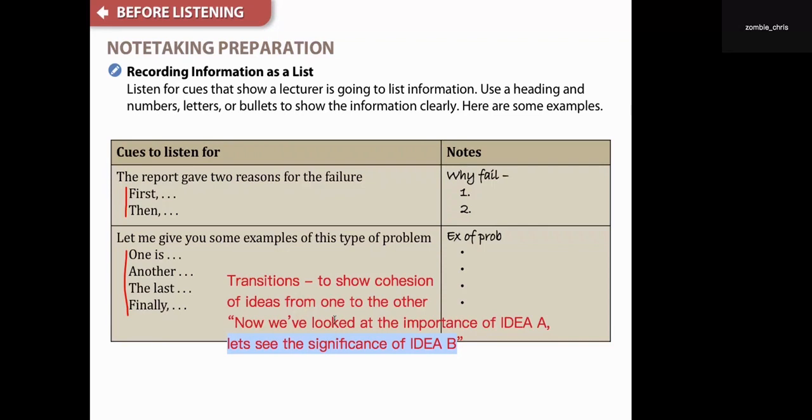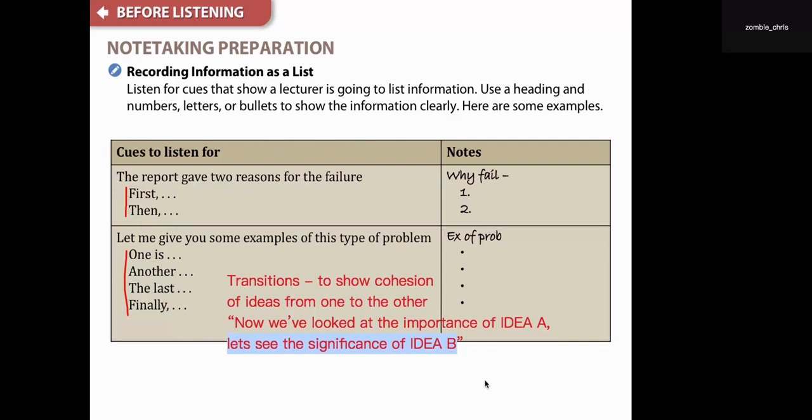So we'll often hear in lectures discourse cues or discourse markers being used to describe or explain an idea. But we will always find that we use transitions to show cohesion of ideas from one idea to the other. We always review a previous idea and we always preview what's going to come next. We don't need to give a lot of detail in the preview. We just need to tell people that the next main idea is coming up.